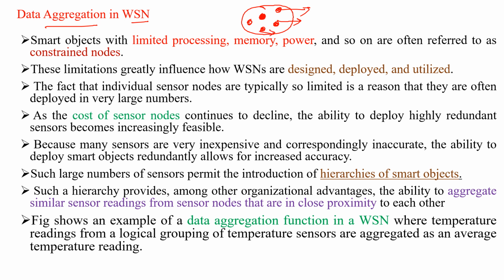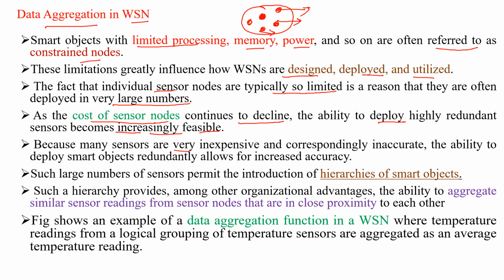Smart objects with limited processing, memory, power, and so on are often referred to as constrained nodes. These limitations greatly influence how WSNs are designed, deployed, and utilized. The fact that individual sensor nodes are typically so limited is a reason that they are often deployed in very large numbers. As the cost of the sensor nodes continues to decline, the ability to deploy highly redundant sensors becomes increasingly feasible, right? Because the cost is declining.